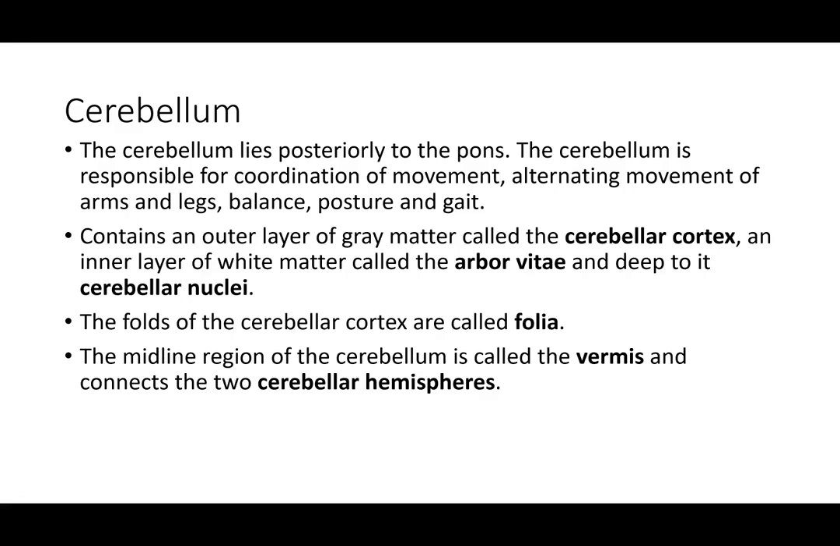All right, and so we've got gray matter, white matter. There are folds of the cerebellar cortex. These are called folia. That means leaf. That's its origin. And then the midline of the cerebellum is called the vermis, and that is connecting the two cerebellar hemispheres. So just like the cerebrum, the cerebellum is also split into two hemispheres, the right and left.